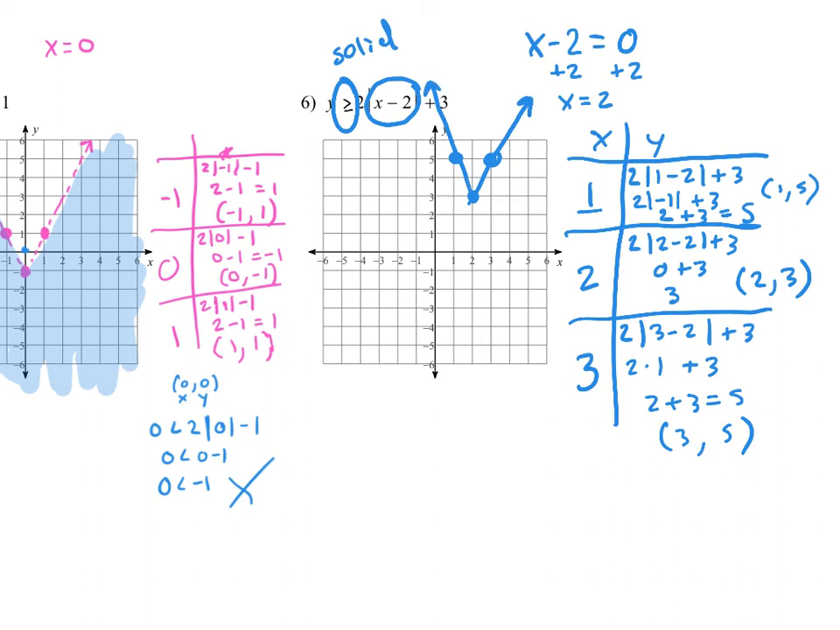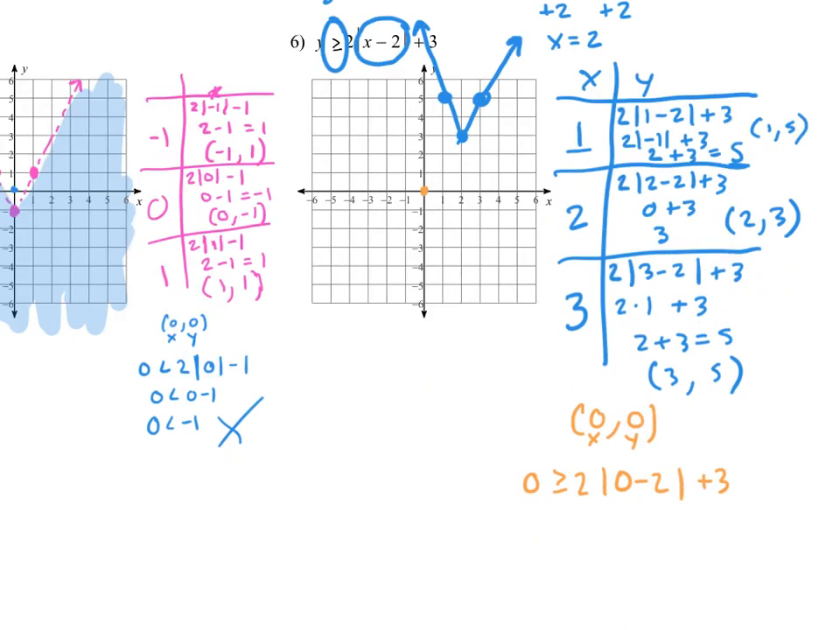Next, we need to test a point. So let's test 0, 0. So we're going to plug in 0 for x and 0 for y. So we have 0 is greater than or equal to 2 times the absolute value of x, which x is 0. So 0 minus 2 plus 3.